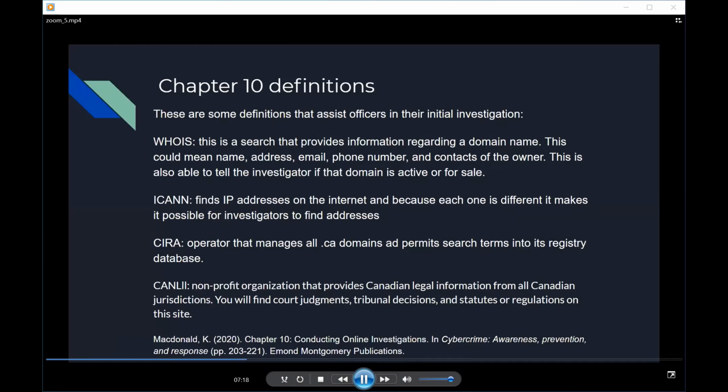Then we have CanLII, which is the Canadian Legal Information Institute. It is a non-profit organization that provides Canadian legal information from all Canadian jurisdictions. You will find court judgments, tribunal decisions, and statutes or registration on this site.